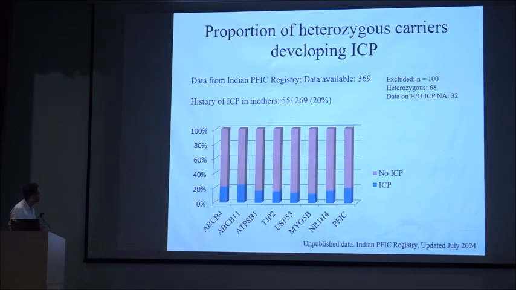Among the remaining 269, when we evaluated the history of ICP, just on history taking, we found that 20% of the mothers reported having ICP in either the pregnancy with this particular child or in one of the other pregnancies which the mother had. And this was almost consistent throughout the spectrum. Obviously, for ABCB4 and ABCB11, more than 20% of the mothers had a history of ICP, but even in the others like USP53, MYO5B, TJP2, NR1H4, around 10% of mothers still had a history of ICP, significant ICP during the later stages of their pregnancy.